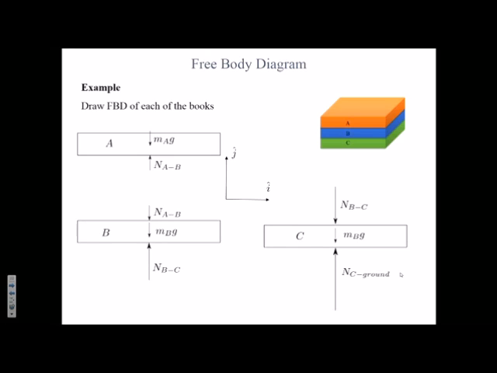Okay. What about C? C is on the floor, and I didn't draw the floor. I should have actually drawn the floor. C is supported by the floor, or the table maybe. So you have the NC-ground pushing it up. You have the gravity, and you have the normal reaction from the B on the C. That's NB-C. Right? So essentially, how many unknowns do we have here? We have NA-B, NB-C, and NC-ground. Right? That's a free body diagram. Any questions about this?